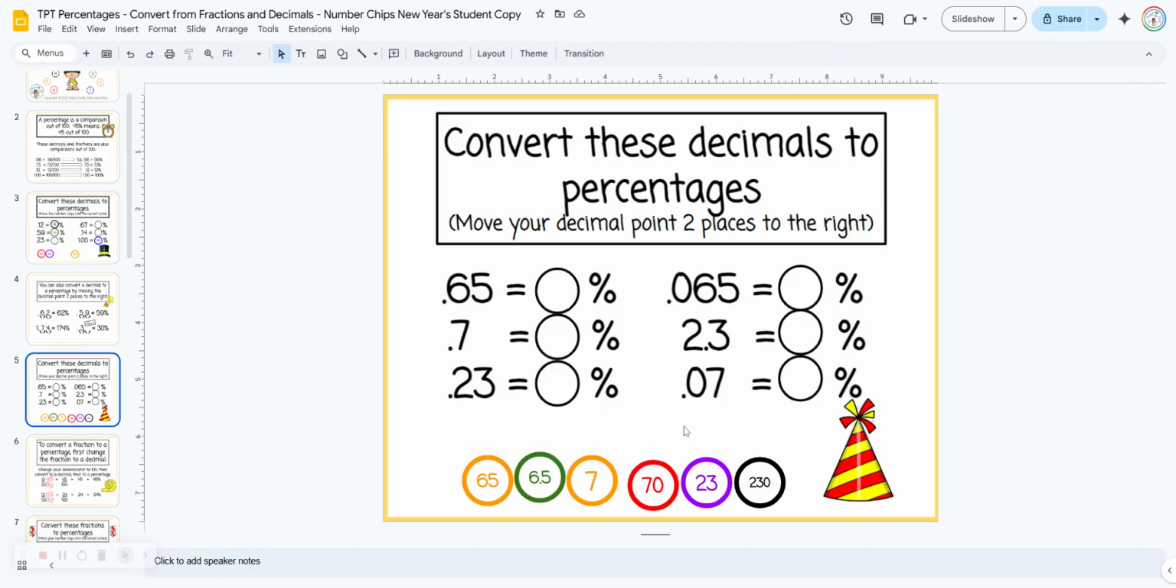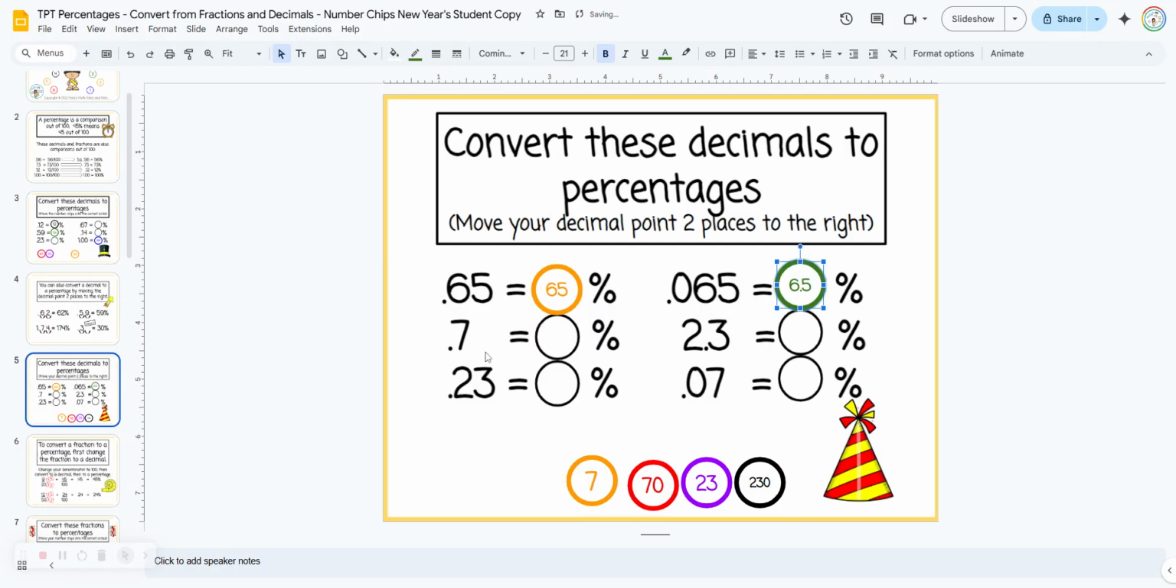So the next slide, students are going to be doing that. They have to be careful here. They're moving the decimal point 2 places to the right. So this one would be 65%, and this one 6 5/10%. This one we have to add a 0, so it would be 70%. This one would be 7%, and so on.